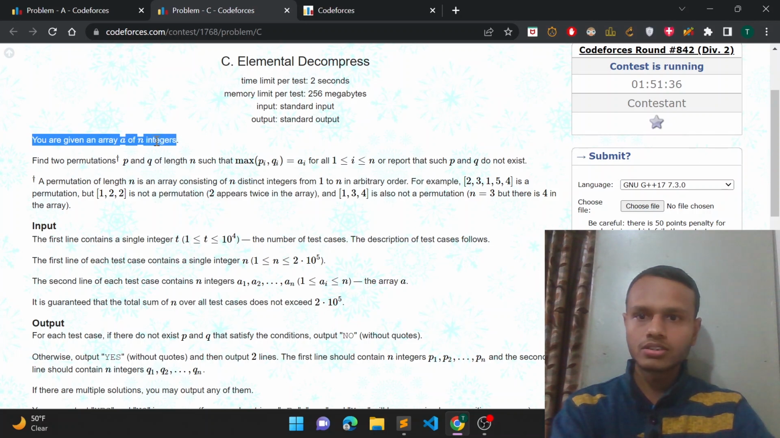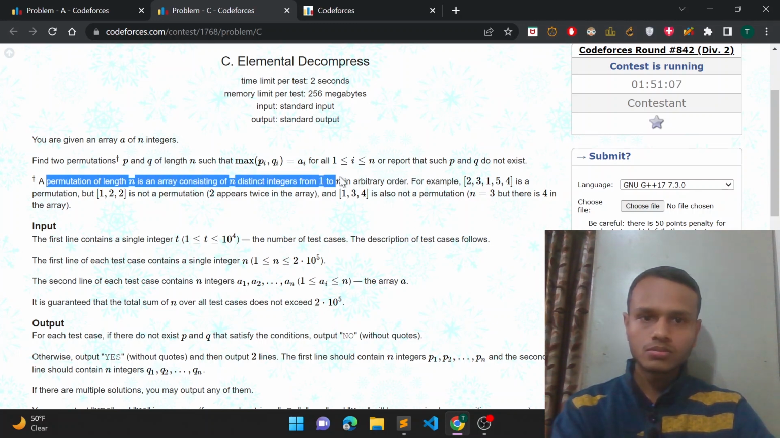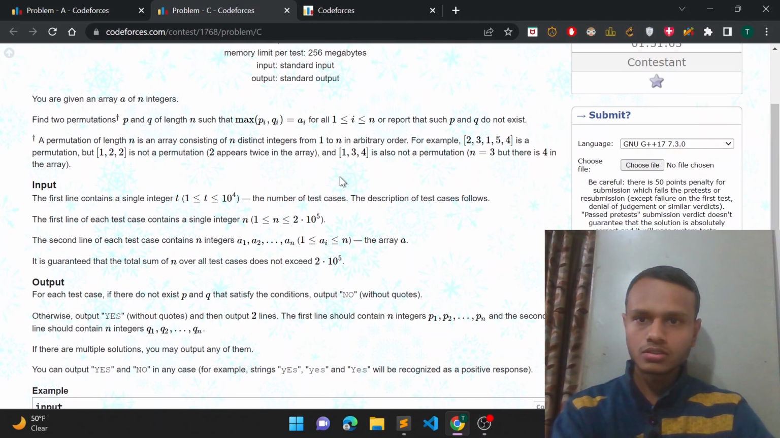Elemental decompress. You are given an array a of n integers. Find two permutations p and q of length n such that the maximum of pi and qi is equal to ai. We have to find both these permutations. Only the maximum thing is equal to ai. Otherwise report that such p and q do not exist. Both are permutations of length n.